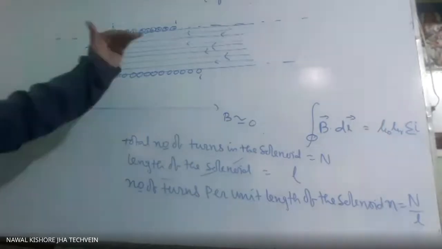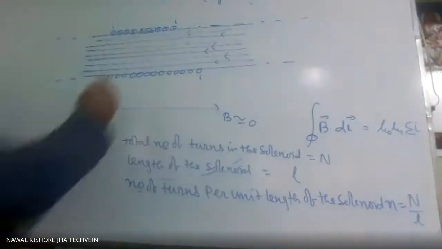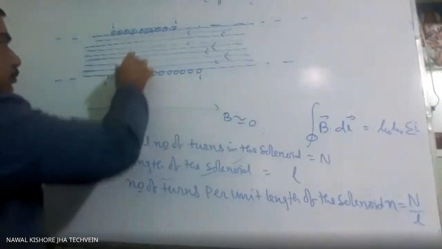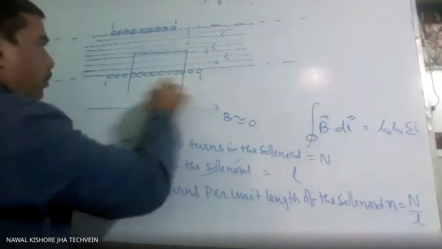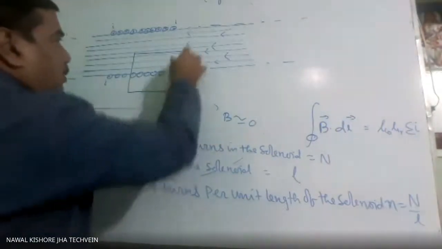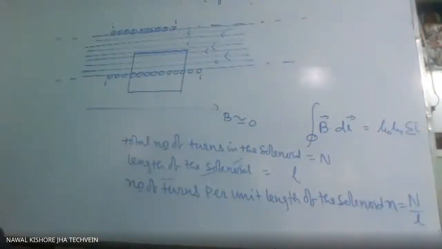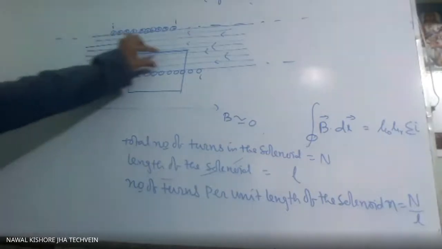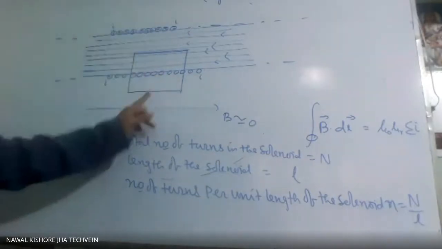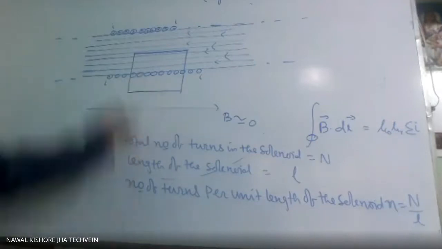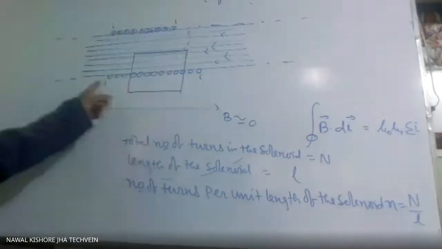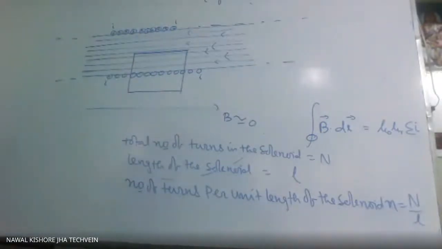So if we want to find the magnetic field at any point, we consider a loop. Suppose this is our loop. This loop we are considering is square. Why is it so? Our condition is that either the magnetic field is uniform or it should be perpendicular to the loop. In this region, the magnetic field is uniform. We can consider a circle also, but there the magnetic field is not uniform. That's why we are not considering a circular loop. We are considering this rectangular or square loop.